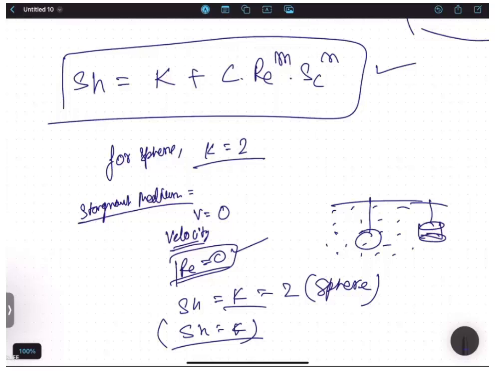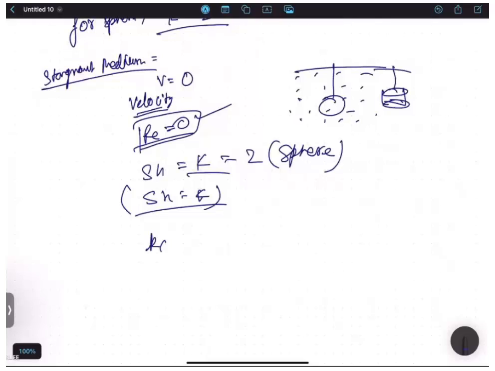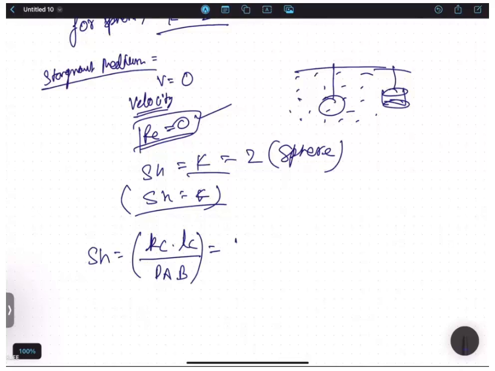So why do we use this concept of Sherwood number? Please understand. In heat transfer, we use Nusselt number to find our heat transfer coefficient. So in mass transfer, we use this Sherwood number to find our mass transfer coefficient. So this is Kc into Lc by DAB. This is only our Sherwood number, no? So this will be equal to our k. So from here you can find out our Kc.